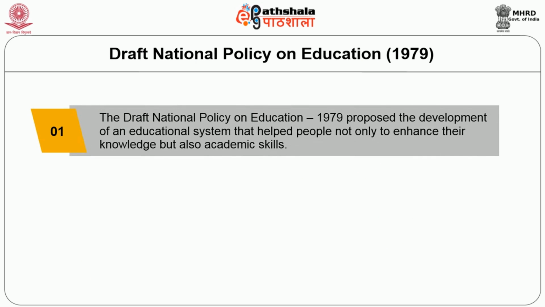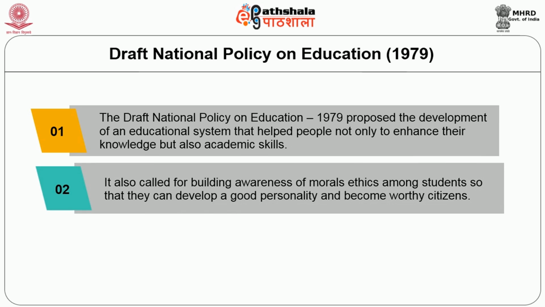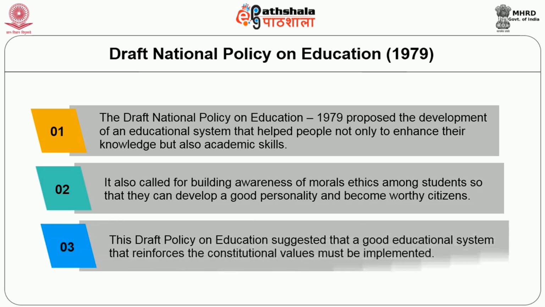The Draft National Policy on Education 1979 proposed the development of an educational system that helped people not only to enhance their knowledge but also their academic skills. It also called for building awareness of moral ethics among students so that they can develop a good personality and become worthy citizens. This draft policy suggested that a good educational system that reinforces the constitutional values must be implemented.